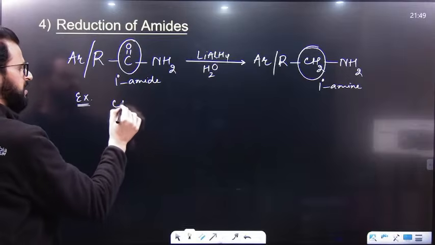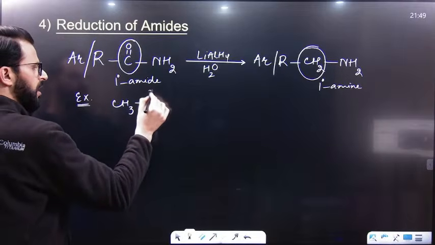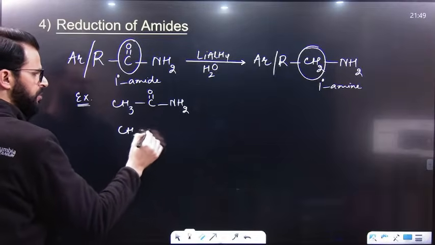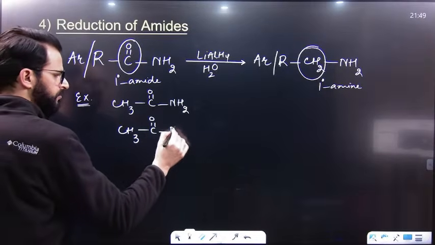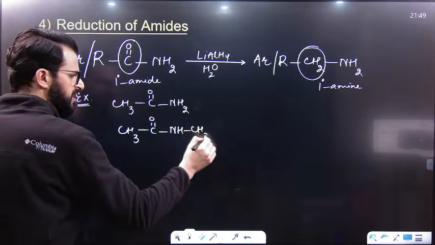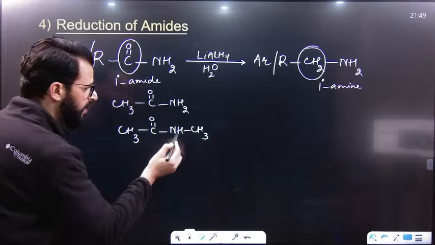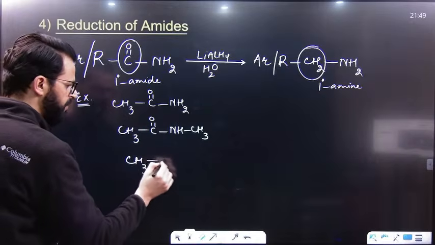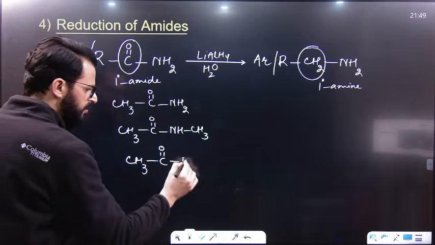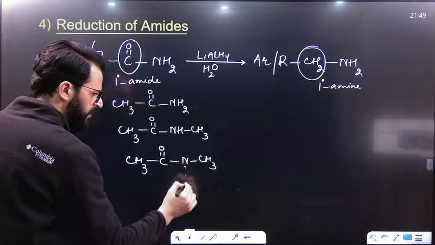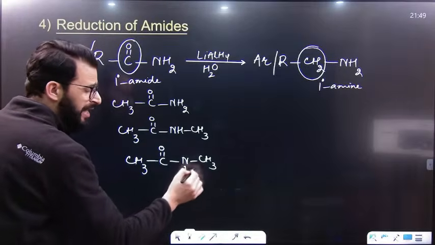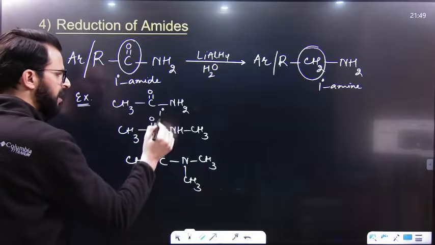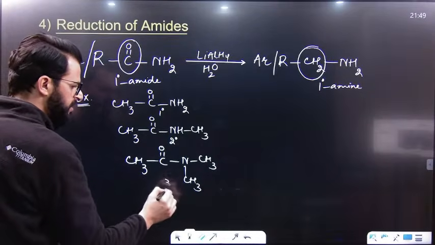If you have CH3CONH2, this is primary amide. If you have CH3CONHCH3, this is N-alkyl amide, or we can call this a secondary amide. Similarly, if you have CH3CON(CH3)CH3, this is N,N-dialkyl amide, or we can call this a tertiary amide. So this is primary amide, this is secondary amide, this is tertiary amide.